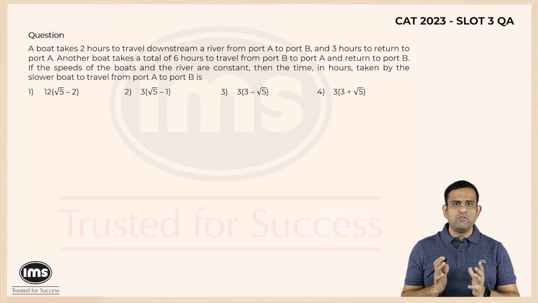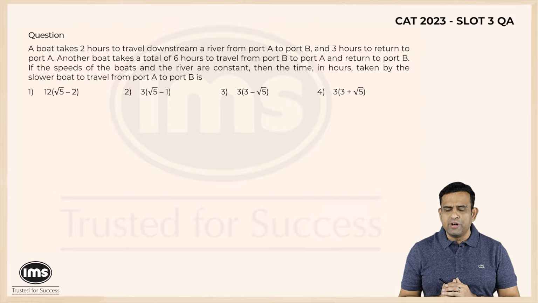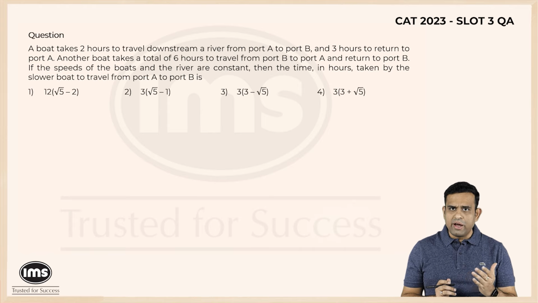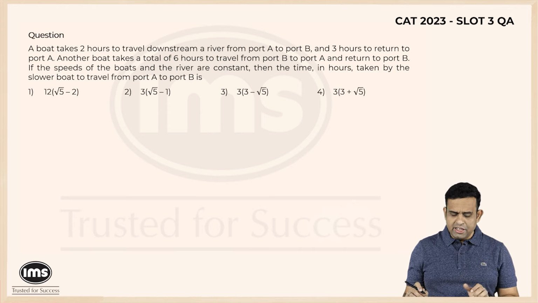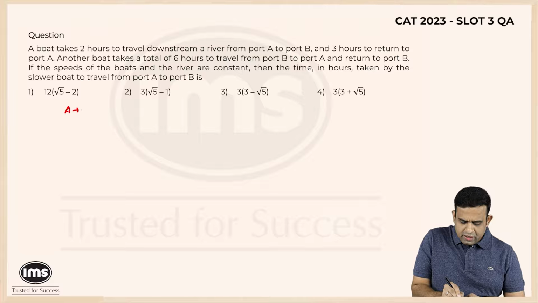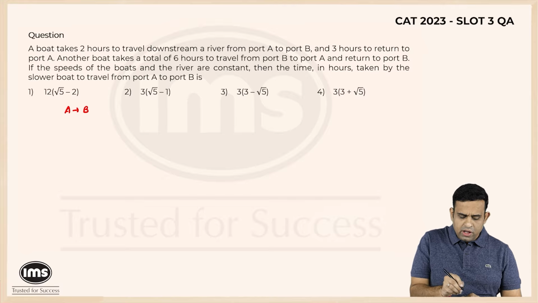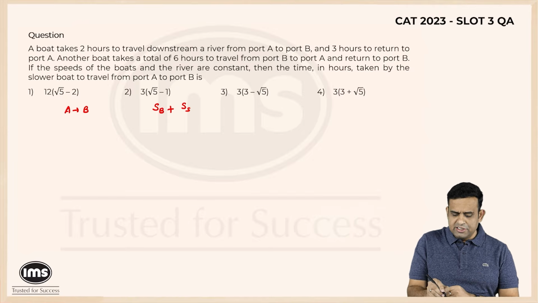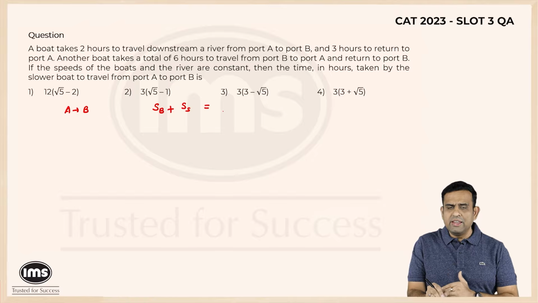So first of all, if you observe, they have not given the distance between the two ports, A and B. But I do know that the time to go from A to B happens to be 2 hours by the faster boat and 3 hours for the return journey. So in this particular case, if I look at A to B, it's a downstream scenario, and if I assume this particular boat, let's suppose I call the speed of the boat SB and the speed of the stream SS, in the downstream scenario one can say SB plus SS will be equal to the distance between port A and port B divided by the time taken.